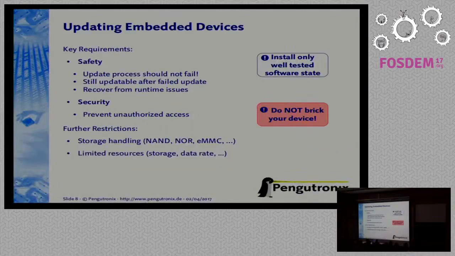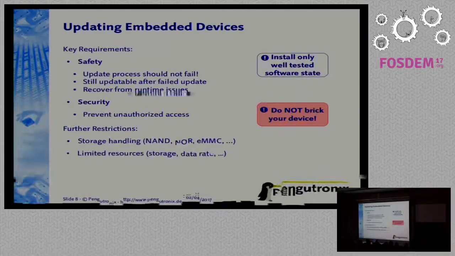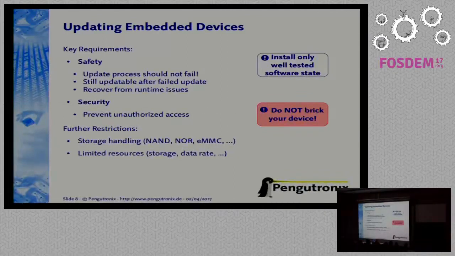One golden rule for updating an embedded system to not make it fail is to only install well-defined states. This means the entire state with all components tested together. And the major rule we have when updating an embedded system: we do not want to break the device. We have to do everything to avoid this.